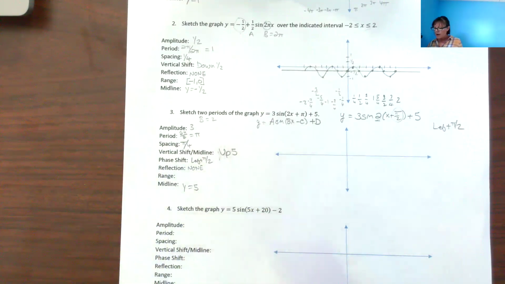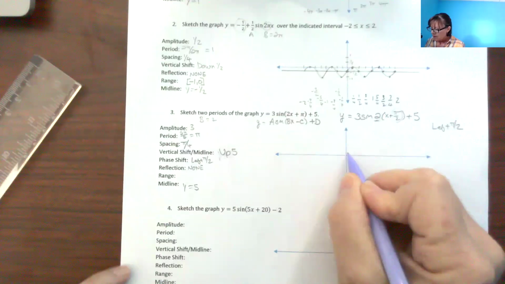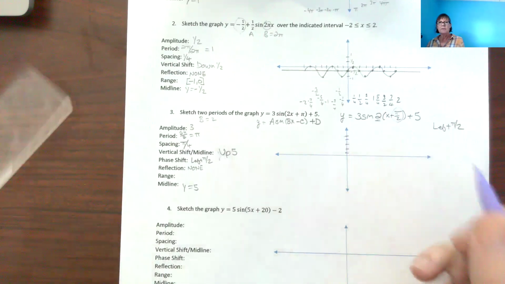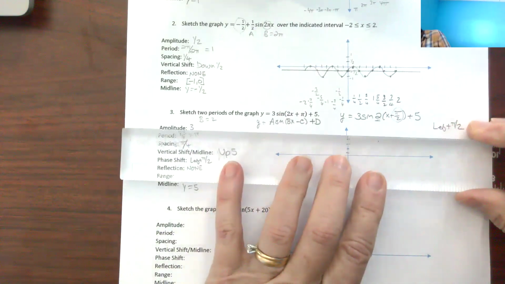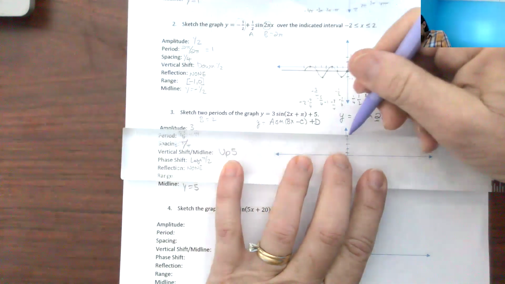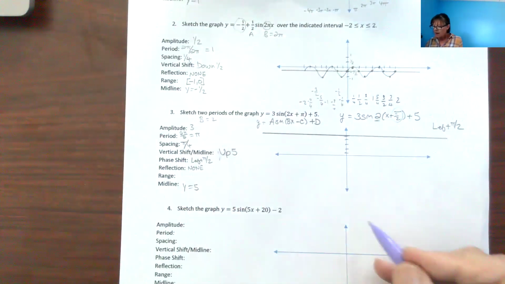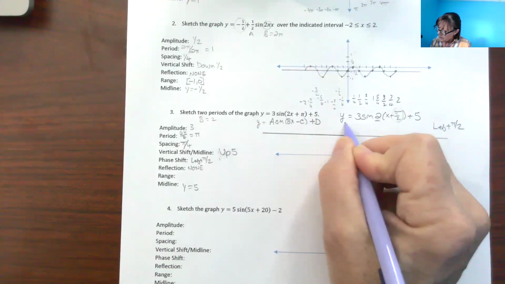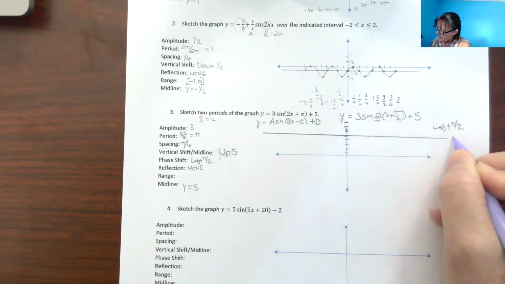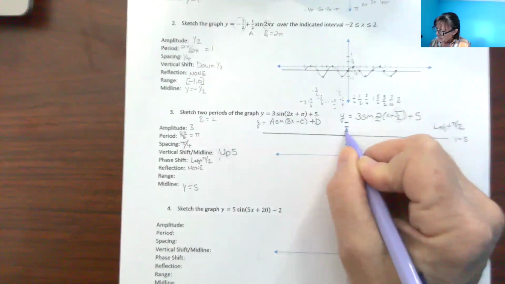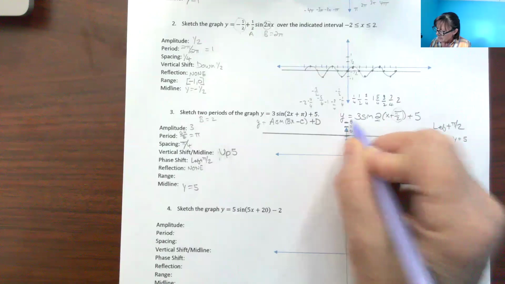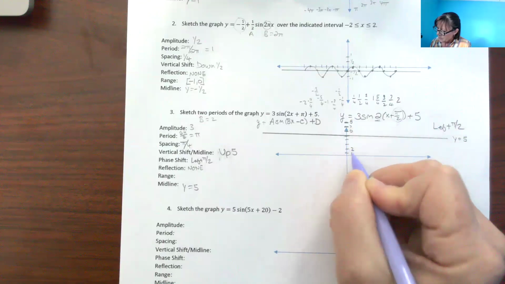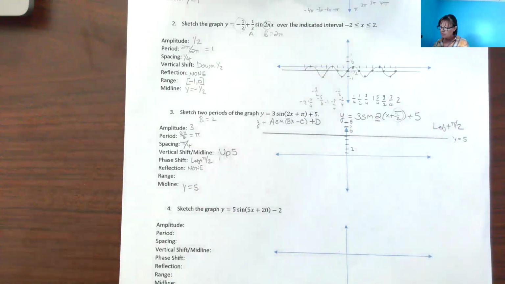The vertical shift is up 5. Let's go up 5. 1, 2, 3, 4, 5. I'll put that on there. All right, that's 5. Now, the amplitude is 3, so that means I'm going to go up 1, 2, 3 higher. So this is 5. This is 6, 7, 8. And I'm going to go down 1, 2, 3. So this is 2. This is the down 3. Okay, so that's my up and down.